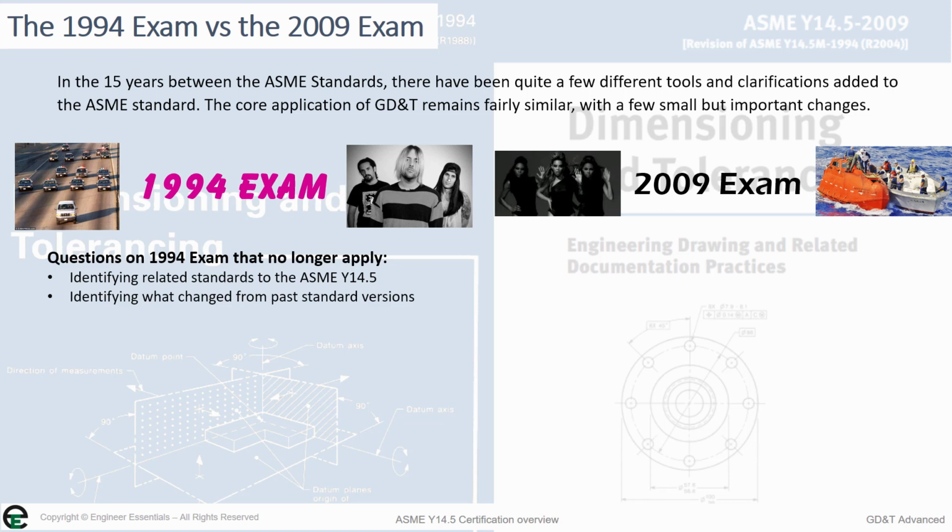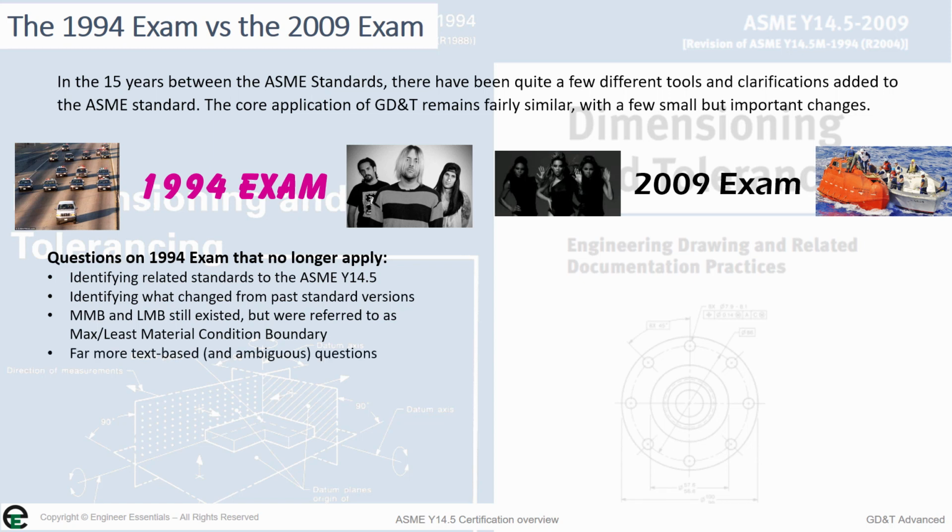Next, you also had to identify what changed from past standard versions. This was a little silly because why would you need to know what was on the 81 standard if you're taking the test on the 94 standard? The MMB and LMB concepts still existed, but were referred to as the maximum or least material condition boundary. They simplified this in the 2009 exam. The 94 exam also had far more text-based and somewhat ambiguous questions. There weren't nearly as many graphical questions as there were on the 2009 exam.